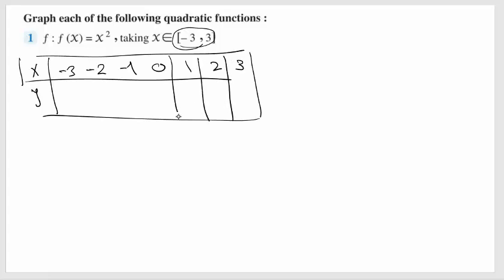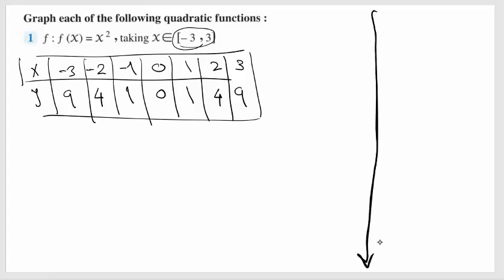He isn't asking you to use only negative 3 and 3. No, he is telling you to use all the numbers starting from -3 up to 3. So I will use -3, -2, -1, 0, 1, 2, and 3. -3 to the power of 2 will be 9. -2 to the power of 2 will be 4. -1 to the power of 2 will be 1. 0 to the power of 2 will be 0. And here I got 1, 4, and also 9.